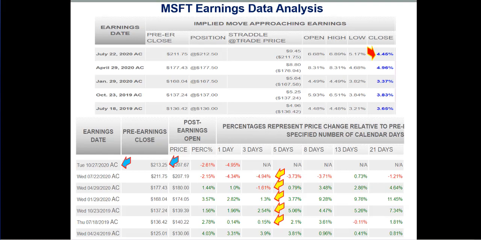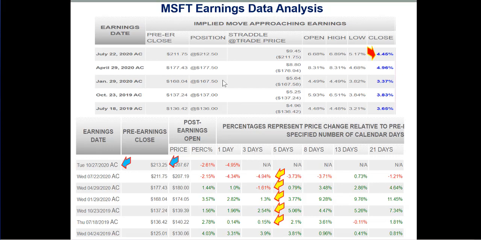We want to look for high probability trades, so I like to look back at past earnings history. With Microsoft, the implied move over the past 4 or 5 earnings seasons has been a little over 4%. Let's average it out to 4. Then I want to see where it actually closed at expiration. Its earnings was on Tuesday after the close, so this would be like a Friday expiration.